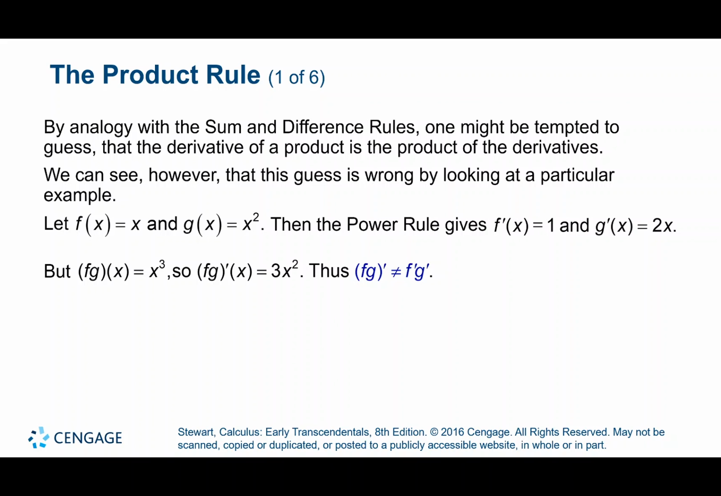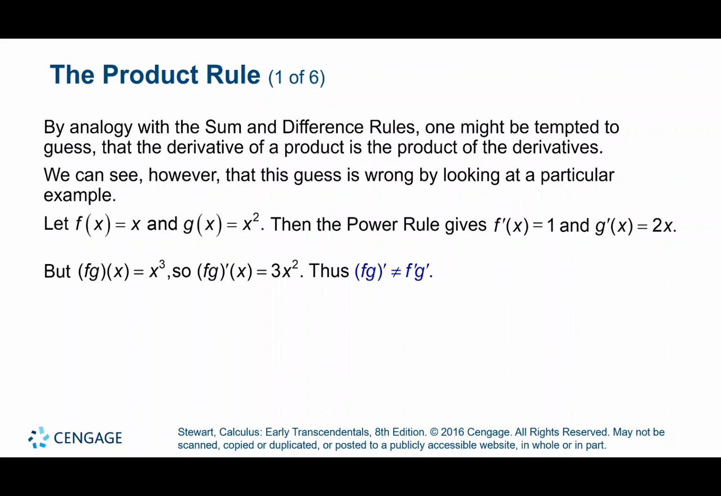But what would we get if we multiplied these two derivatives together? We would get 2x, right? So doing it this way, where we take each function, find the derivative, and multiply them together, gives us a different answer than if we multiply the functions together and then take the derivative. With sums and differences, that would work. With products, it doesn't work. So we've got to look at what to do.